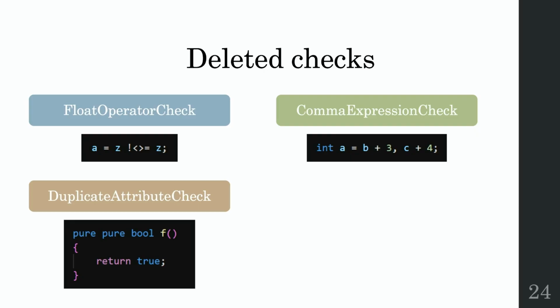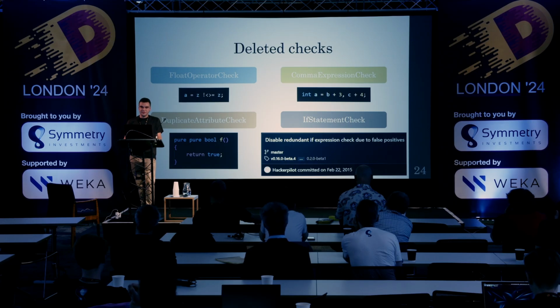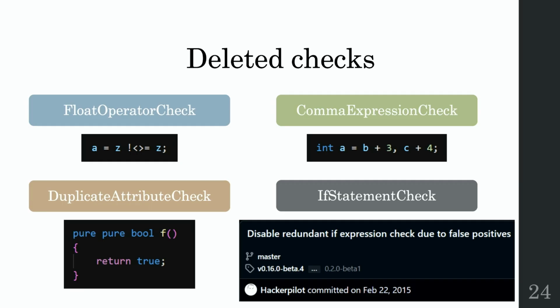Another check we have deleted is the static attribute check. It looks for two of the attributes on functions, but again, this is now a compiler error. The code will not compile with two of the same attribute, and this will also break our code, so we had to remove it.